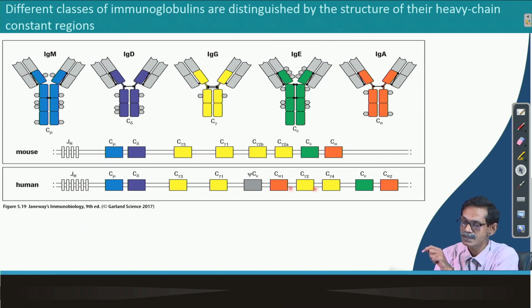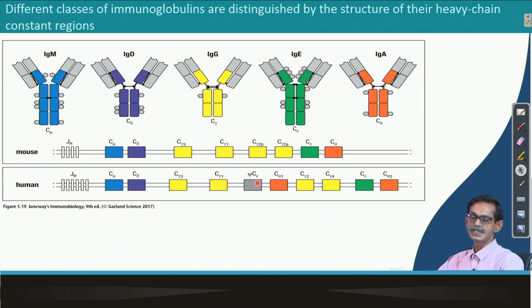In the human genome the arrangement of the constant domains is almost similar, but there are two alpha subtypes, alpha 1 and alpha 2. You can also see psi C epsilon there. I do not know how many of you are aware of this psi designation. Psi before any gene segment indicates it is a pseudogene. There are many pseudogenes present in the human genome.